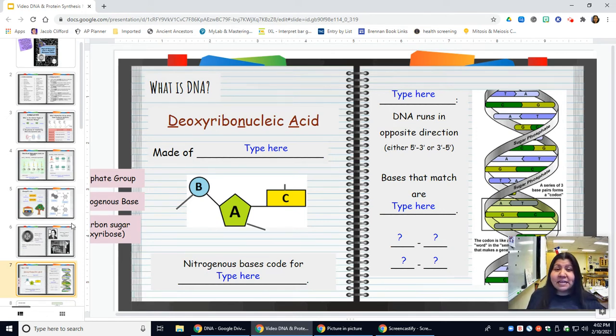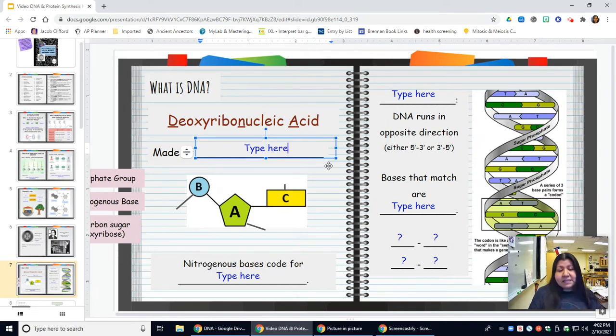First off, we need to talk about what DNA actually is. DNA stands for deoxyribonucleic acid, so DNA. Deoxyribonucleic acid we know is a polymer. Hopefully you remember that from when we talked about biomolecules way back in the day. Because this is a polymer, that means that we have smaller subunits to make up this molecule, and those smaller subunits are called nucleotides. So nucleotides are my monomers.